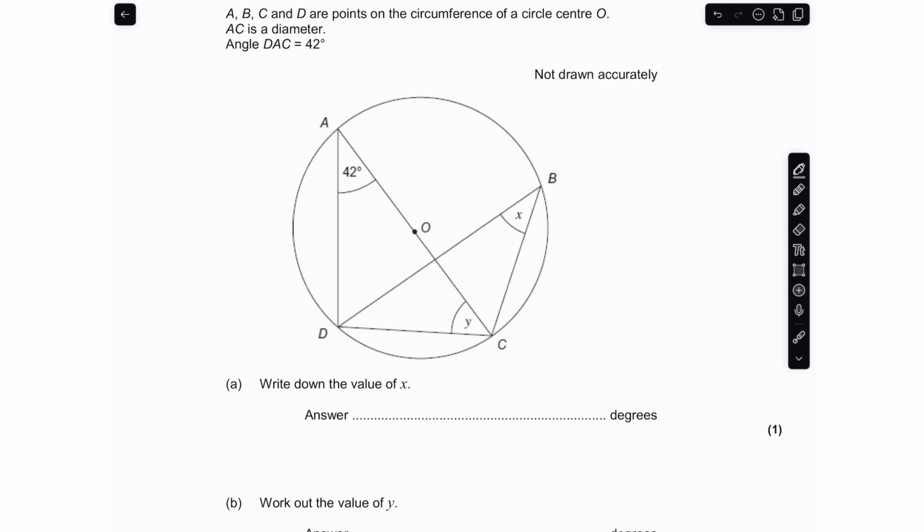In the final question, we are told that A, B, C, and D are points on the circumference of a circle, center O. AC is a diameter, angle DAC equals 42 degrees. Write down the value of X. So before I go ahead and do that, let's make a note of the number of marks for this question. It is simply 1 mark.